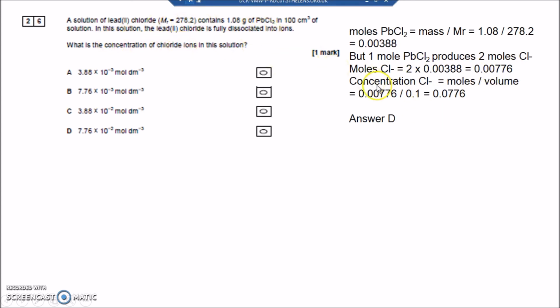What is the concentration? Well, the concentration is moles divided by volume. I do actually need the volume now. So concentration is moles divided by volume, 0.00776. And I need centimetre cubed in decimetre cubed. If it's going from a small unit value to a larger unit value, like centimetre cubed up to decimetre cubed, divide by 1,000. 100 divided by 1,000 is 0.1. So my concentration is moles divided by 0.1, 0.0776. So my answer is D, 7.76 times 10 to the minus 2.